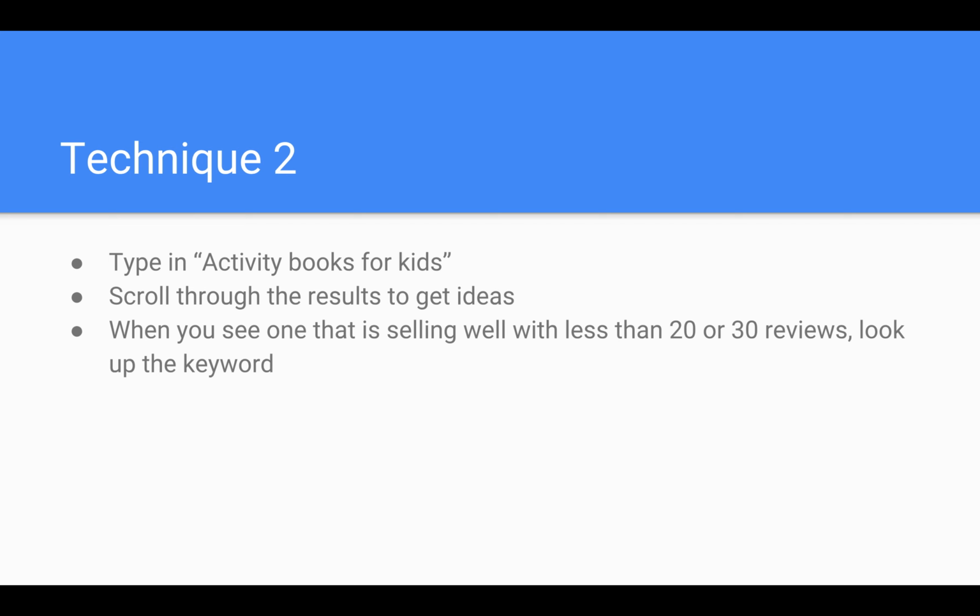When you see a book that is selling well, that has less than 20 or 30 reviews, look up that keyword. So if you type in activity books for kids, you might find that same dinosaur book because it's selling well. And then you just type in coloring books for kids. Same thing, same concept. But that is a longer technique. But that's what you can do if you run out of ideas for technique number 1.